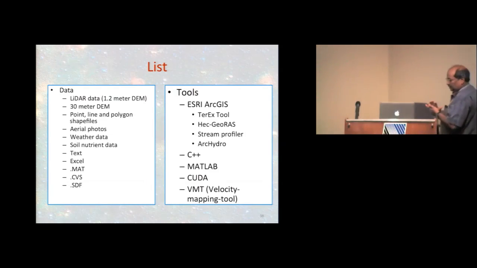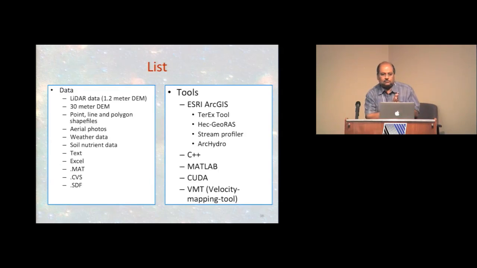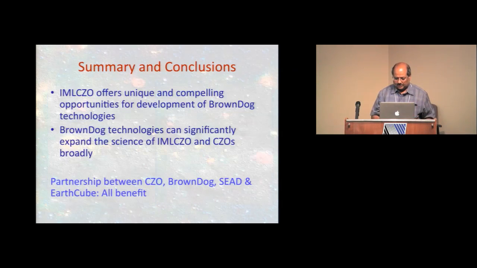Okay, so basically what we have is really two samples of a very complex project, and we have a team of over 20 senior personnel in the Critical Zone Observatory, and at present at least 14 students who are associated with the IML CZO effort. And so it provides a rich playground for testing a variety of Brown Dog technologies and also informing what are the kind of technologies that can be developed.